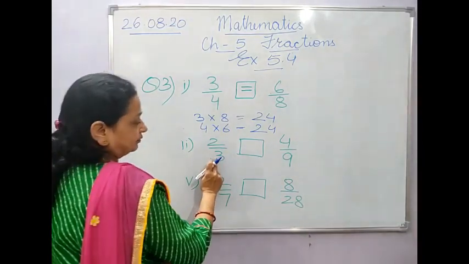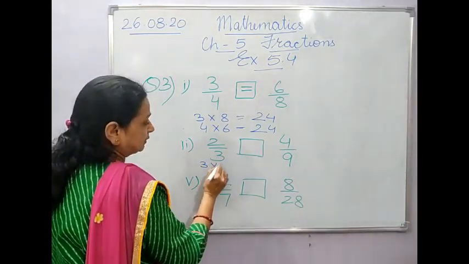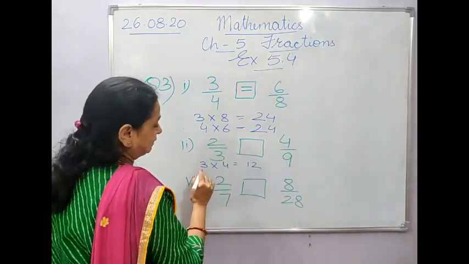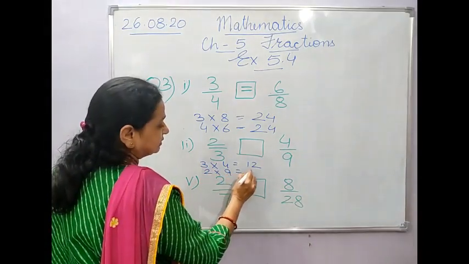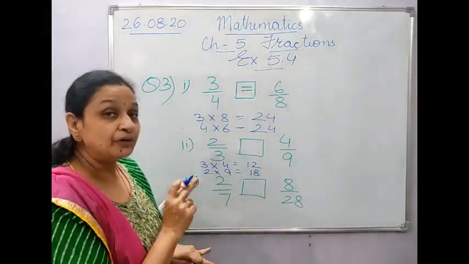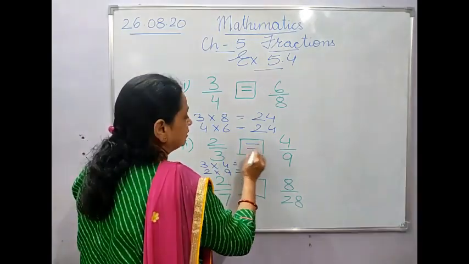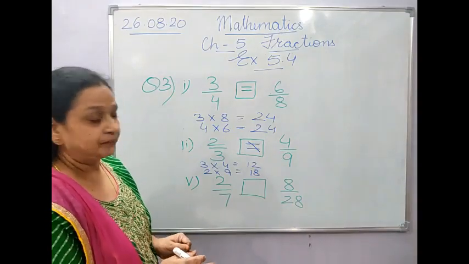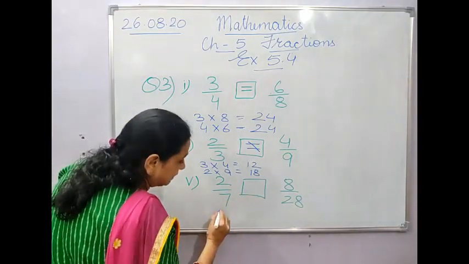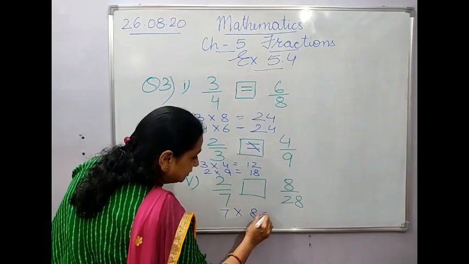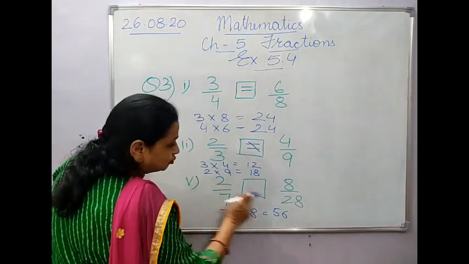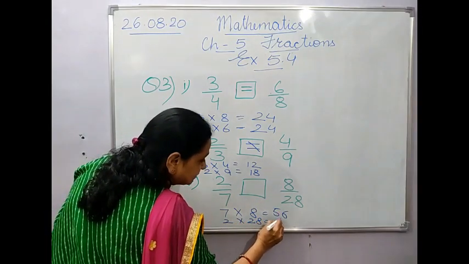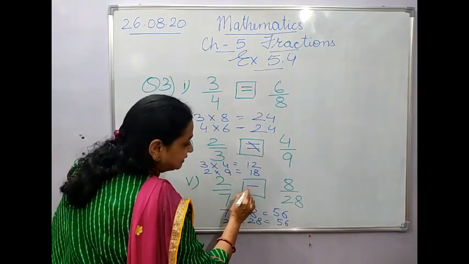Now see here, 3 multiplied by 4, cross multiply, it is 12, and 2 multiplied by 9, it is 18. The cross products are not same. That means they are not equivalent. This sign represents not equivalent. Then again, cross multiply, 7 into 8, it is 56, and 2 multiplied by 28, it is 56. Cross products are same, that means they are equal.